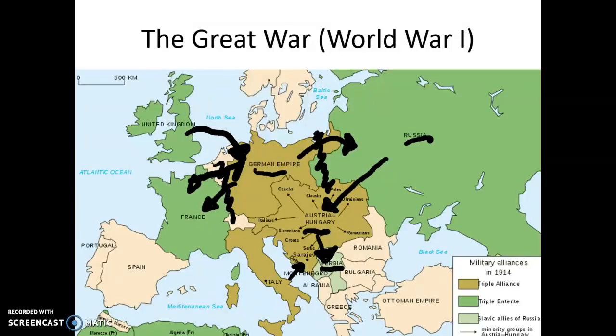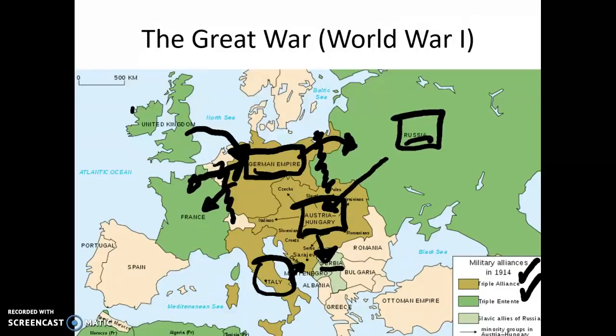And what you need to understand is the Triple Alliance, or what it's also called, the Central Powers. The Triple Alliance is a combination of Germany, Austria-Hungary, and Italy. They form an alliance and they fight the Triple Entente. The Triple Entente is formed of Russia, the United Kingdom or Britain, and France. And these are our major players during World War I. So in Europe, it seems like the entire continent is at war with each other.